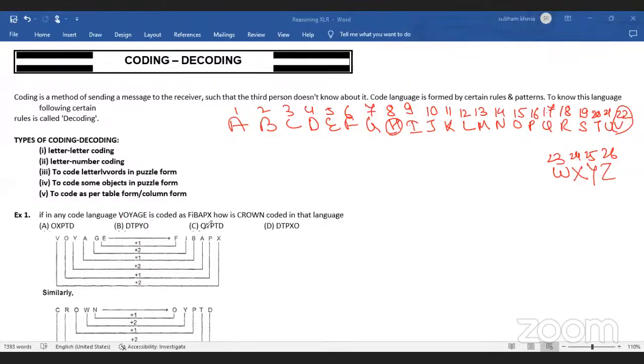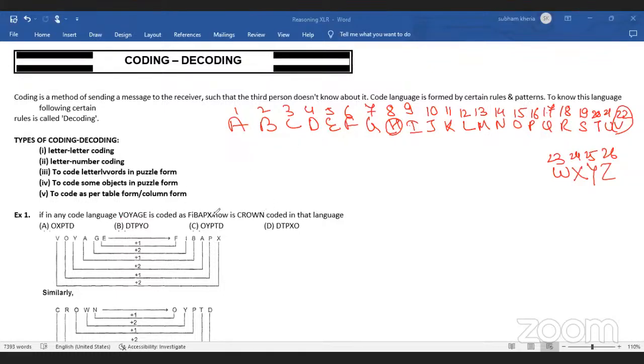But if I reverse it, if I reverse the word voyage, these are the different patterns they can give. There are multiple patterns. Few will be discussed here in the class. Few are there in the worksheet that I'll be giving you, so that you are familiar with all kinds of concepts in this coding decoding format. So here if you reverse this, you can see E and F has a difference of 1.